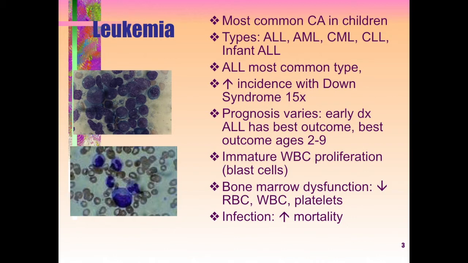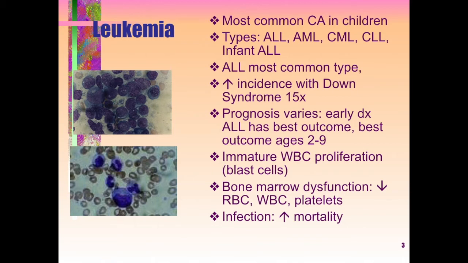There is a much higher incidence of ALL that occurs with children who have Down syndrome. The prognosis is pretty good. It's about a 90% cure rate now. And the best outcome for age is when they're between 2 and 9 years old. When they're only 9 months, they're not going to do that well, but they do respond.